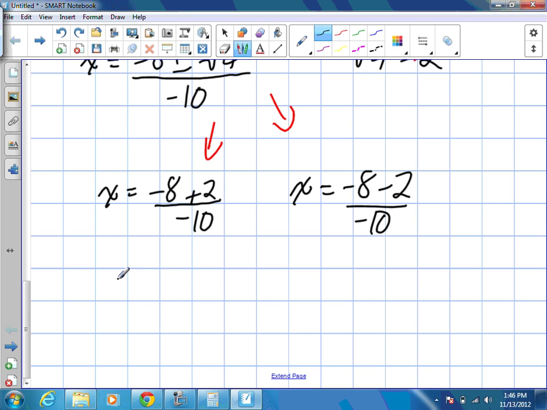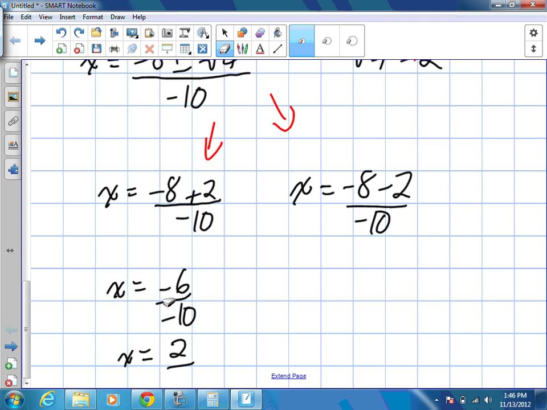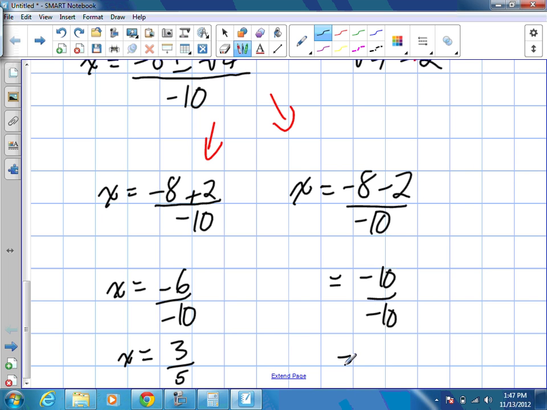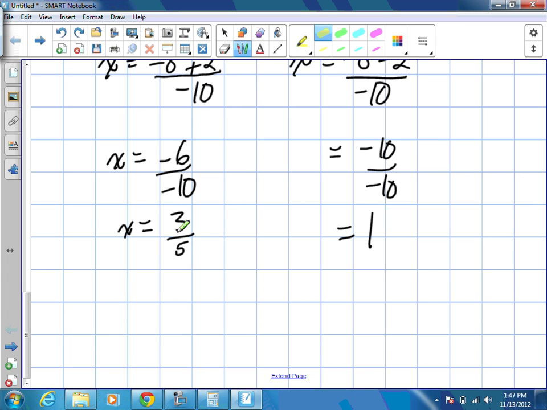Negative 8 plus 2? Negative 6. Negative 6 divided by negative 10. What is that going to be as a fraction? What's a better one? 2 over 5. Or sorry, 3 over 5. Positive 3 over 5 is a better one, nice and reduced. Negative 8 minus 2? Negative 10 divided by negative 10? 1. Okay. So what this is telling us is we've now discovered our two x-intercepts. One at 3/5 and the other at 1.